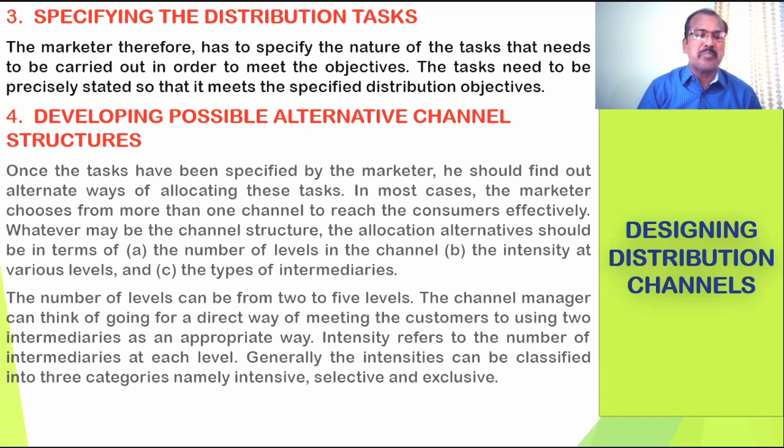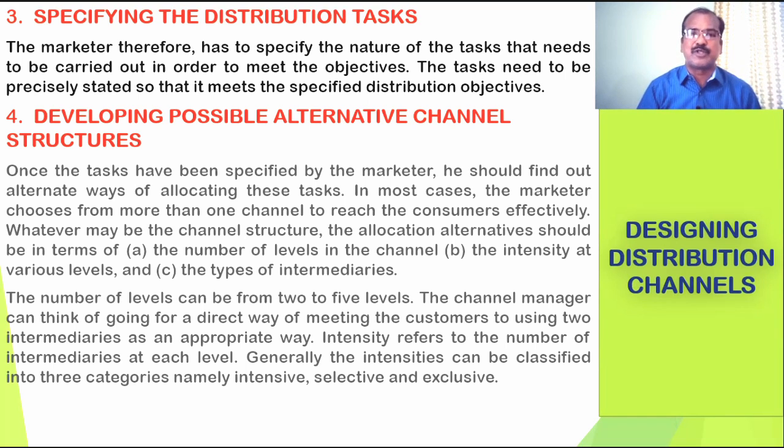Intensity refers to the number of intermediaries the company wants to depend upon at each level. Generally, the intensities can be classified into three categories, namely intensive distribution, selective distribution, and exclusive distribution. I am planning to bring out a separate video on the title Intensity of Distribution. So kindly follow my channel and watch that video to get the complete picture of the intensity of distribution. However, I will be very short in explaining these three concepts.